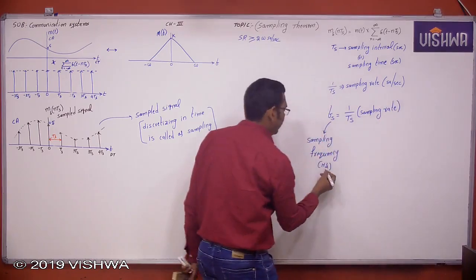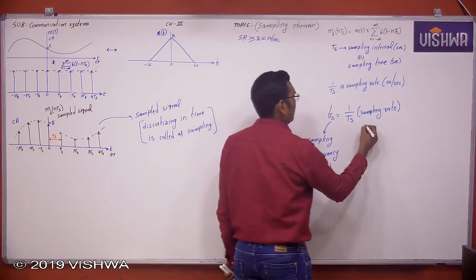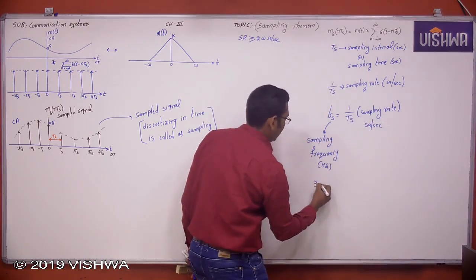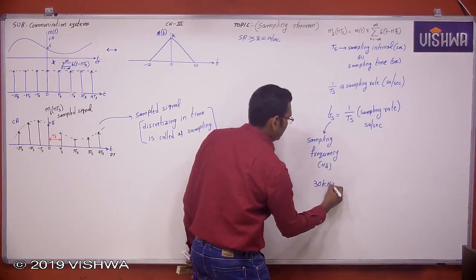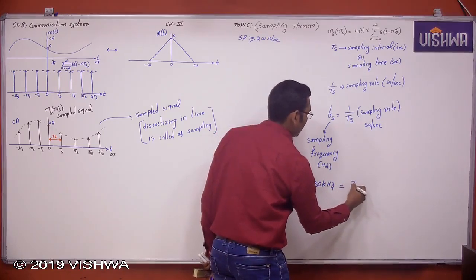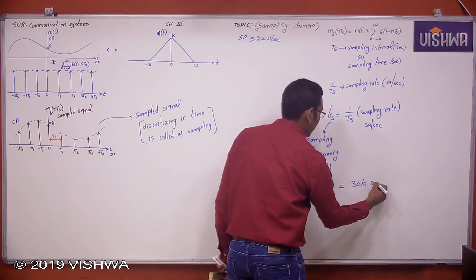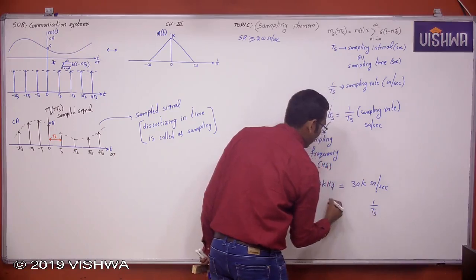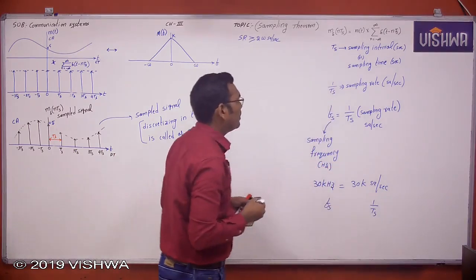Now sampling frequency, which we call hertz, and sampling rate, which is called samples per second. Let us take 30 kilohertz as the sampling frequency, which is nothing but 30 kilo samples per second as the sampling rate. This is the sampling rate and this is the sampling frequency. Okay, note this.